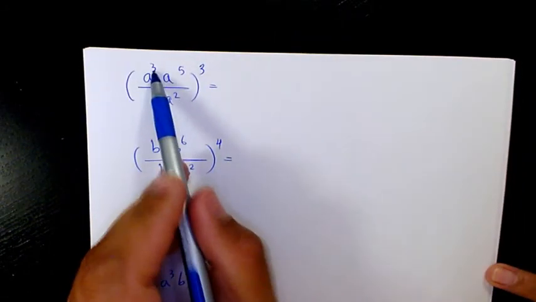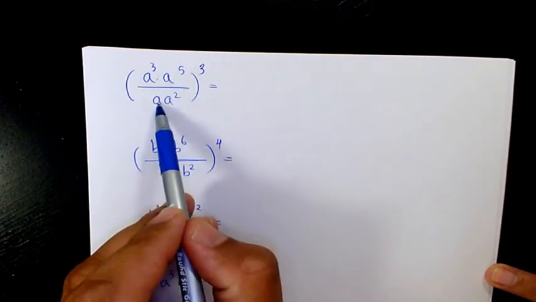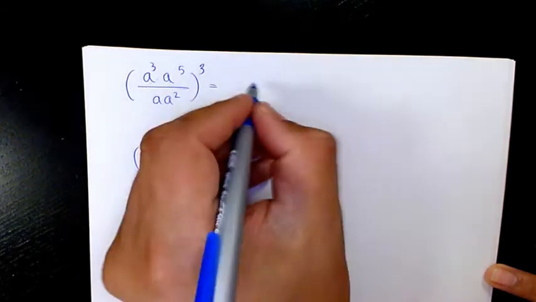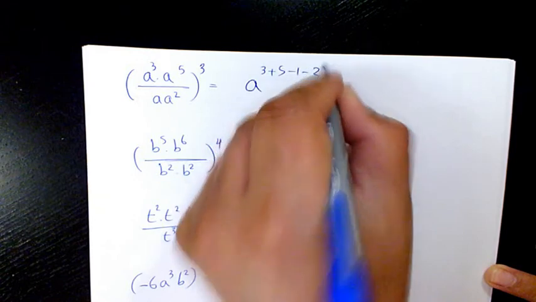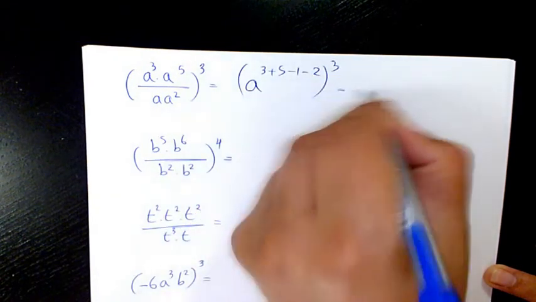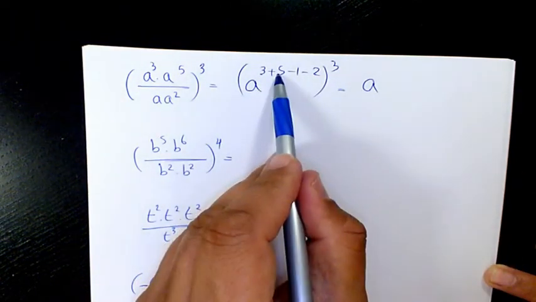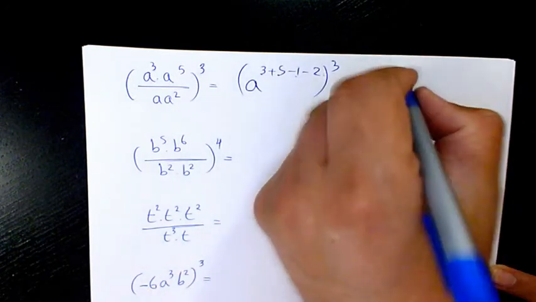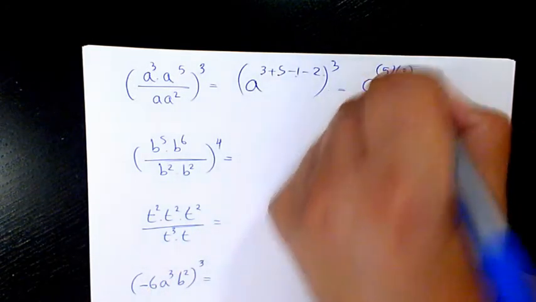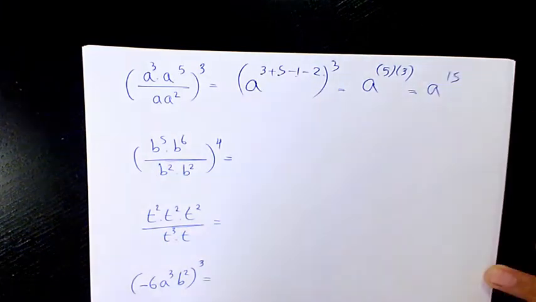A cubed times a to the power of 5 divided by a squared to the power of 3. So it's going to be a to the power of 3 plus 5 minus 1 minus 2 to the power of 3. So it's going to be a to the power of 3 plus 5, 8, minus 1, 7, minus 2, 5, times 3. So it's going to be a to the power of 15.